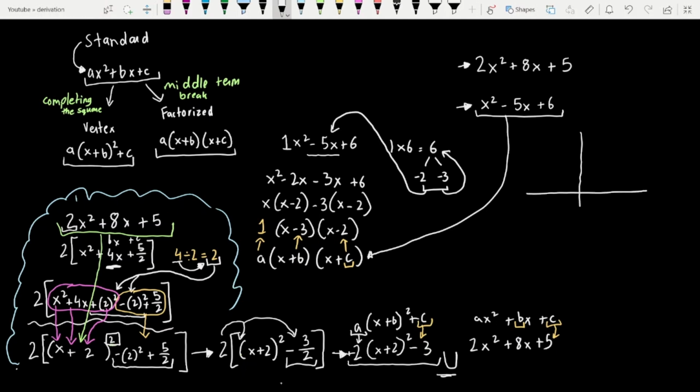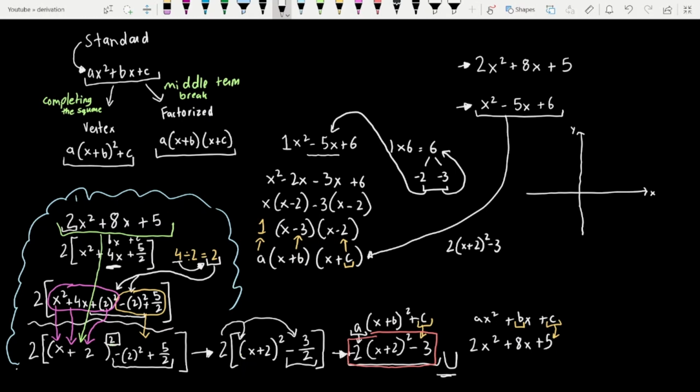So I'm going to draw my axes over here. This is going to be my x-axis, and that is going to be my y-axis. Now what I'm going to do is take that vertex form that we got from this process, which was basically this form right over here, and put that form over here. So that's basically 2(x + 2)^2 - 3.